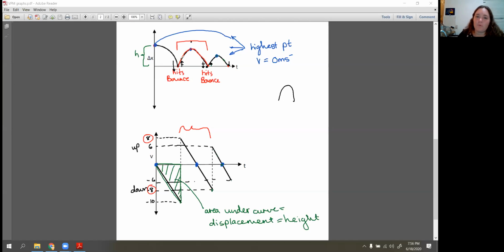Next important thing, if we want to know the height that it reaches in any one of the subsequent bounces, we can look at either this area or this area. Same amount of distance covered going up as coming down. So either of those. Please don't do both. It's just the one up or one down. So this here will be the height after the first bounce.